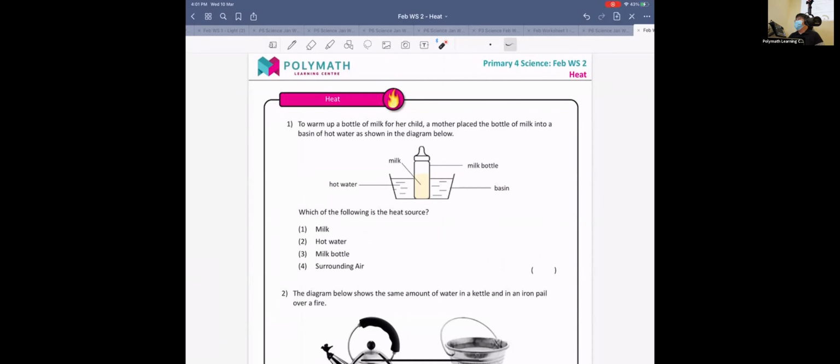Question 1. Okay, Raven, what's the answer? Number 2. The hot water is the heat source, correct? Yeah. Okay. The heat source is the hot water that provides the heat to heat up the milk.